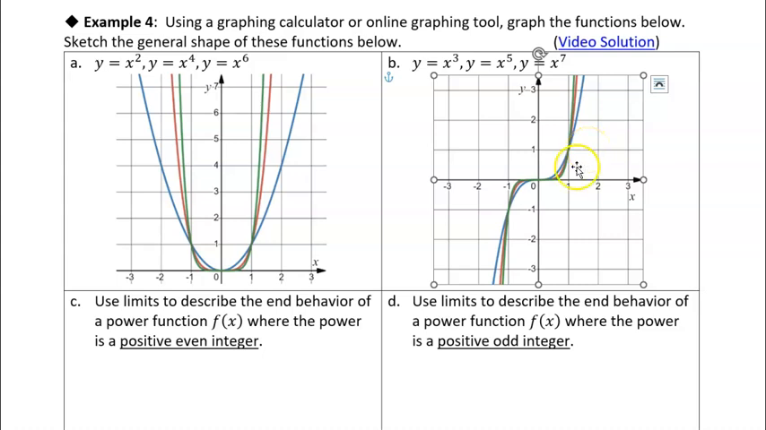All right, so now you can see that as x goes to positive infinity, the graph is going off to positive infinity, but when we go to negative infinity, x goes to negative infinity, then the graph goes off to negative infinity. All right, so the next part is just to describe the end behavior of these functions, because they have the same end behavior.